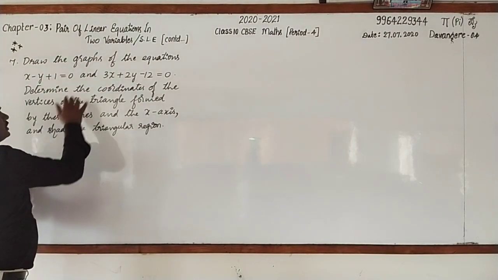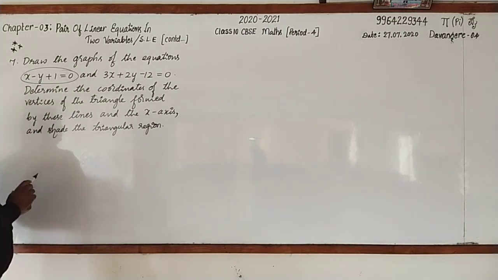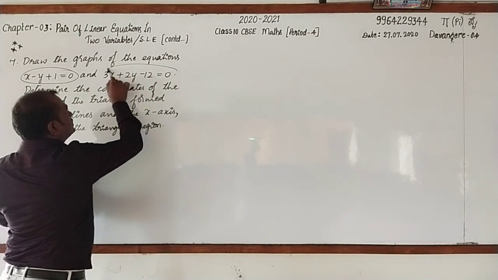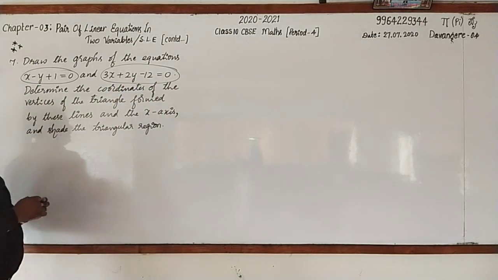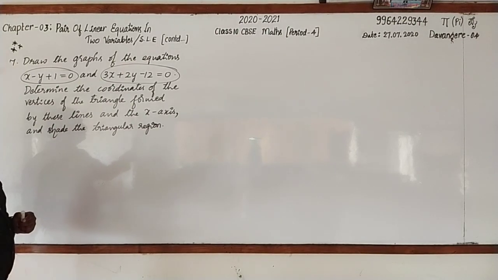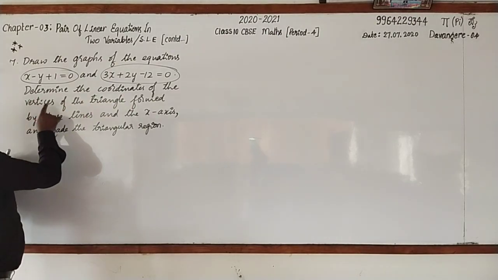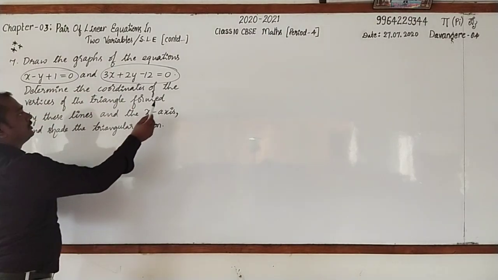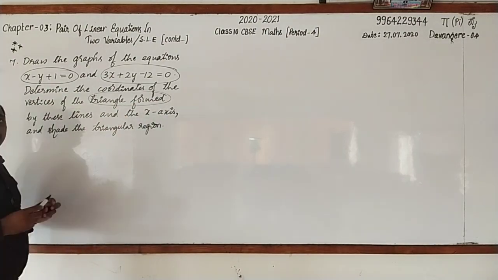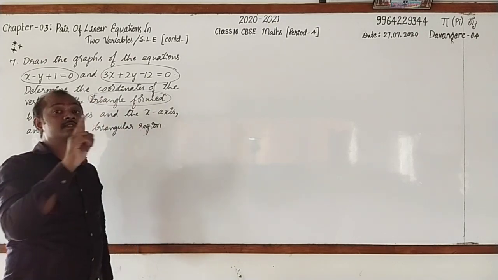Draw the graphs of the equations x minus y plus 1 equal to 0 and 3x plus 2y minus 12 equal to 0. The first sub-question is we have to draw the graph of these two equations. Next, determine the coordinates of the vertices of the triangle formed. Here, one triangle is formed. We have to find out the coordinates of its vertices.